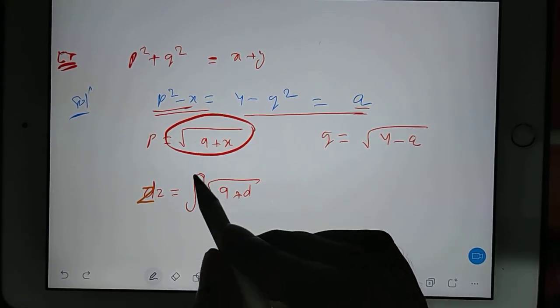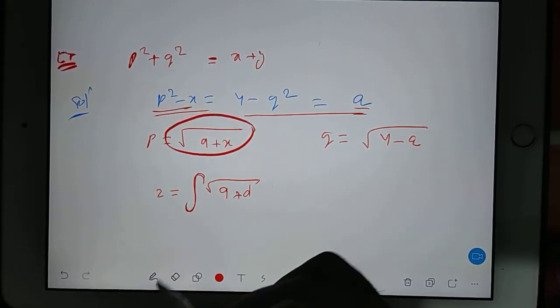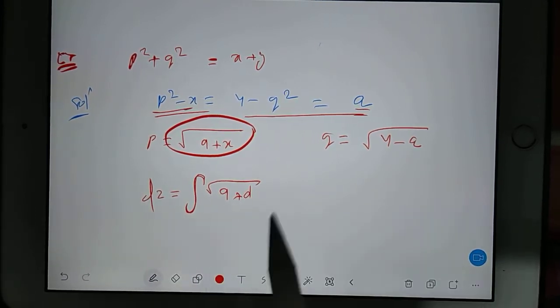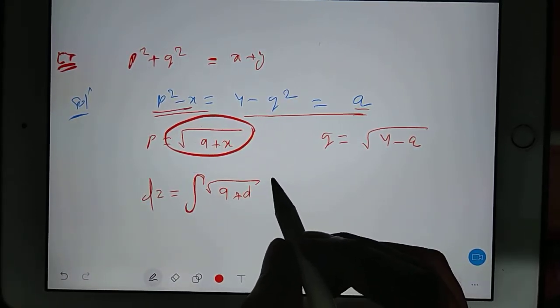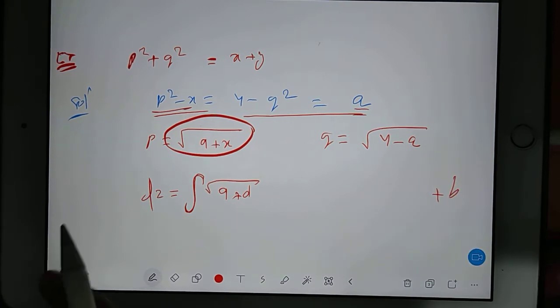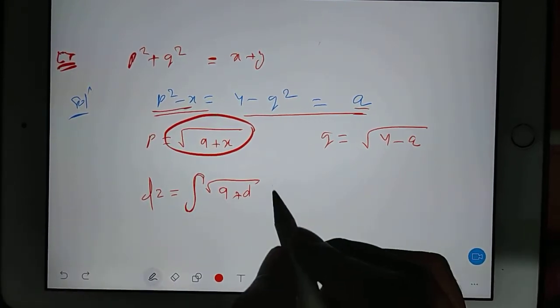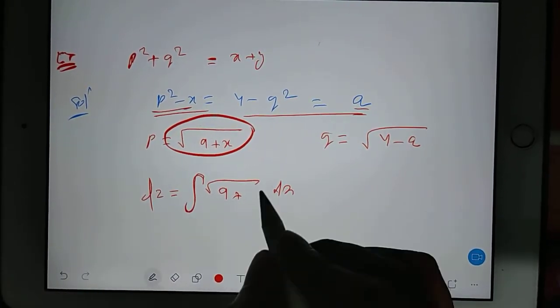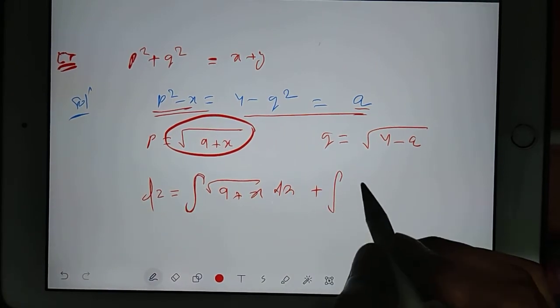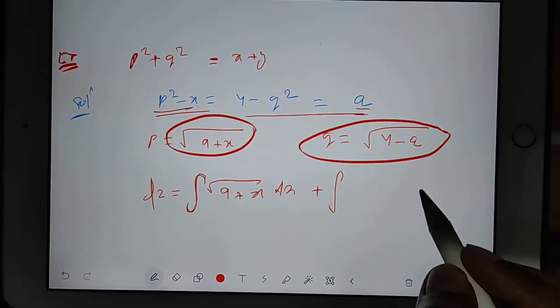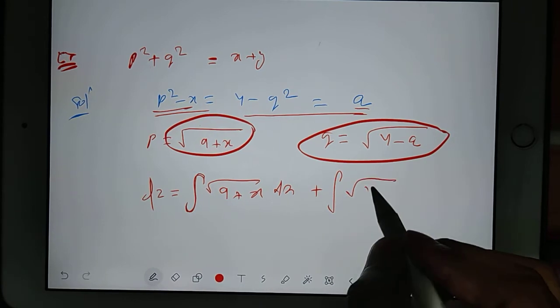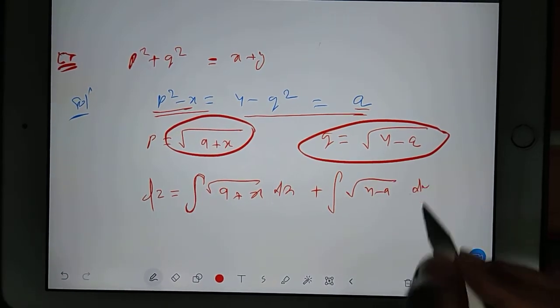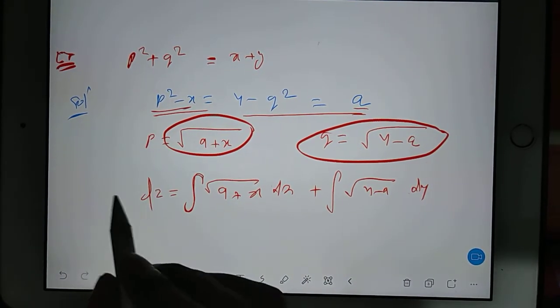No, I am putting integration. So right now don't put z. Right now I am putting integration. So after integration you can put z, no problem. I will not write b here because I am not integrating now. So dx, this is x here, then plus integration, then this guy also will appear under root y minus a dy.